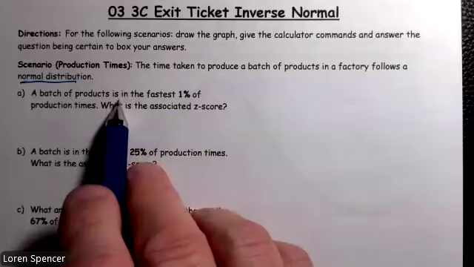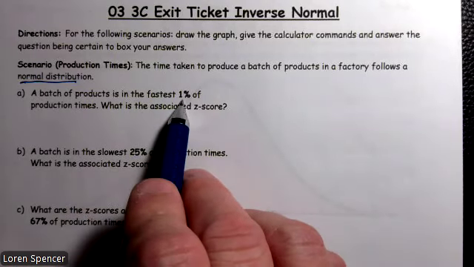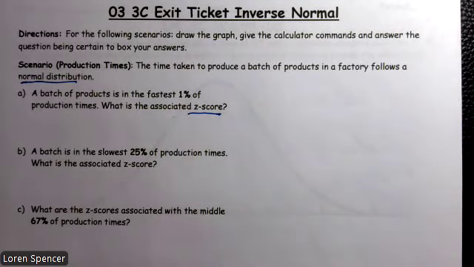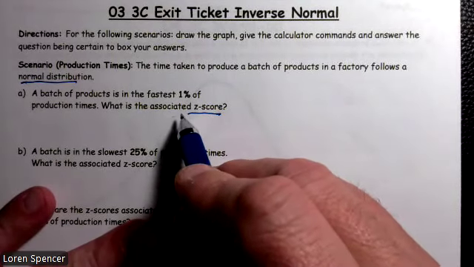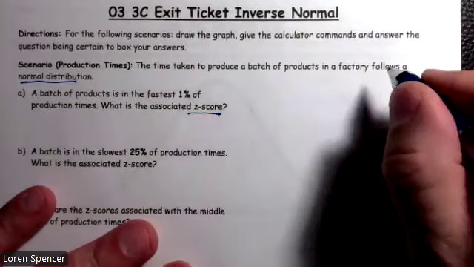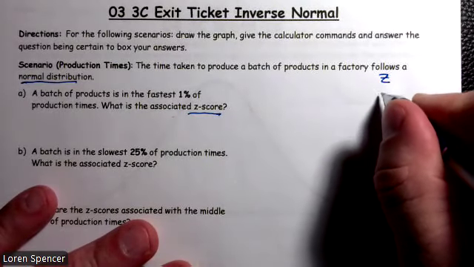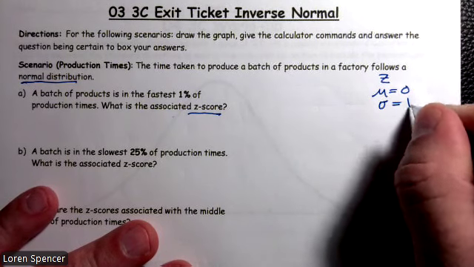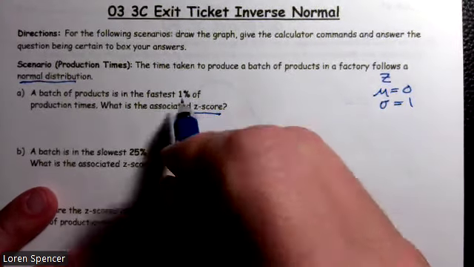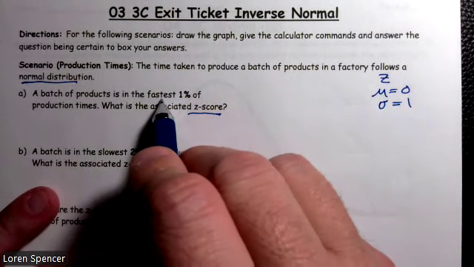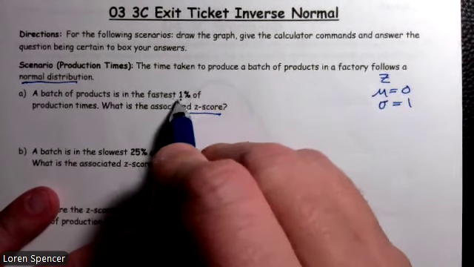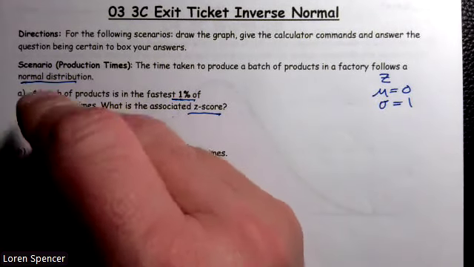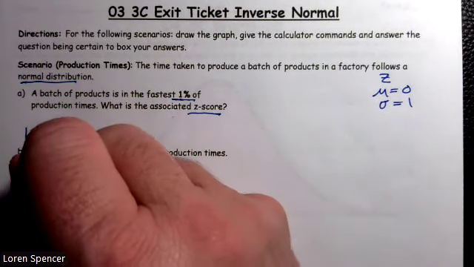A batch of products is in the fastest 1% of production times. What is the associated Z score? So they're not asking us about the actual value. They want the Z score. And remember, for all Z scores, the mean is 0 and the standard deviation is 1. Also note, anytime they give you a percent, that lets me know I'm working with an inverse norm. They gave me a percent, so it's inverse norm.